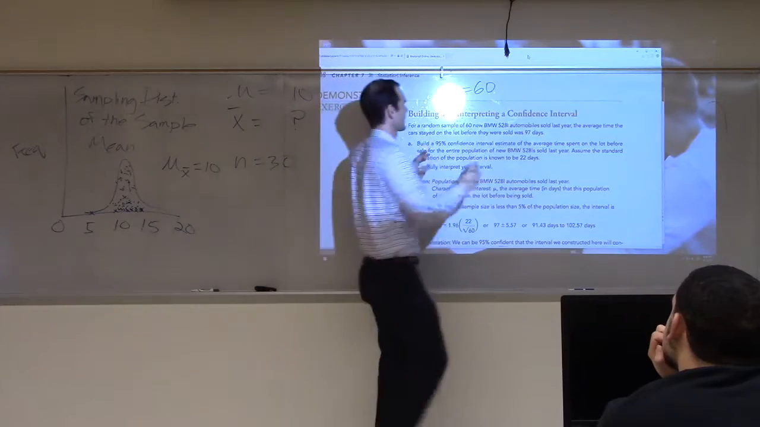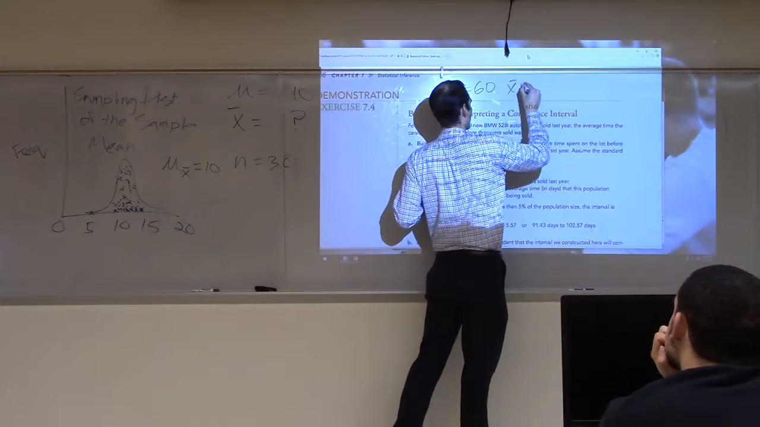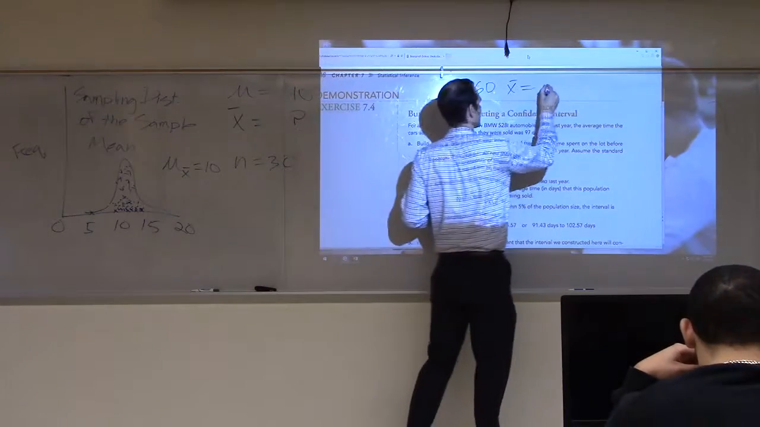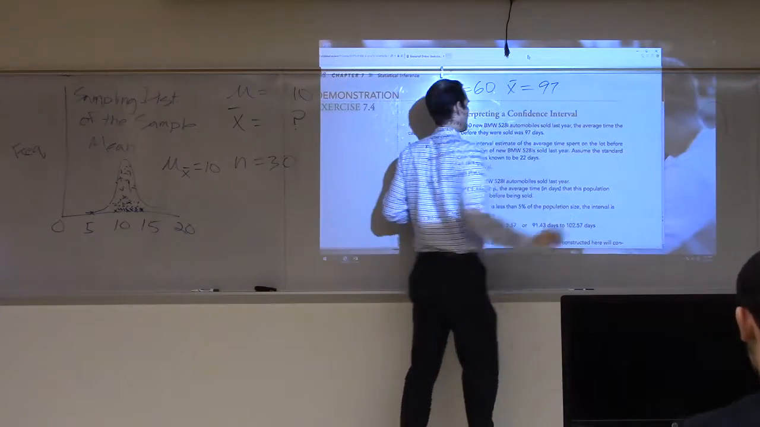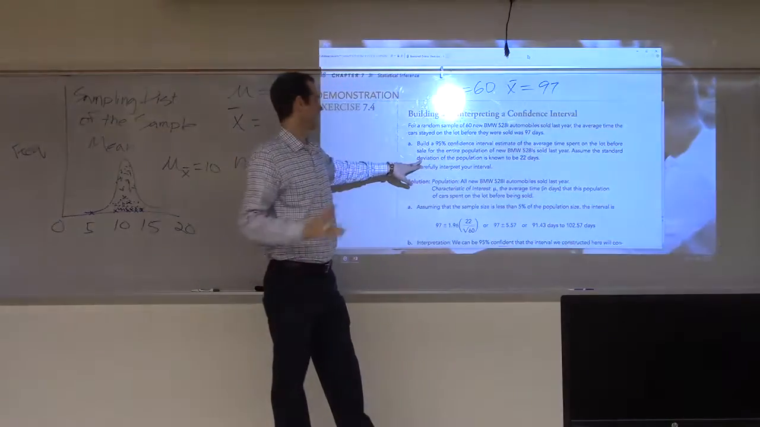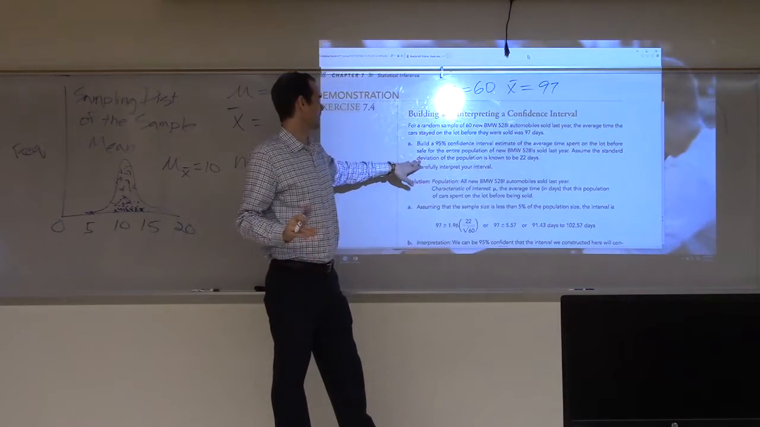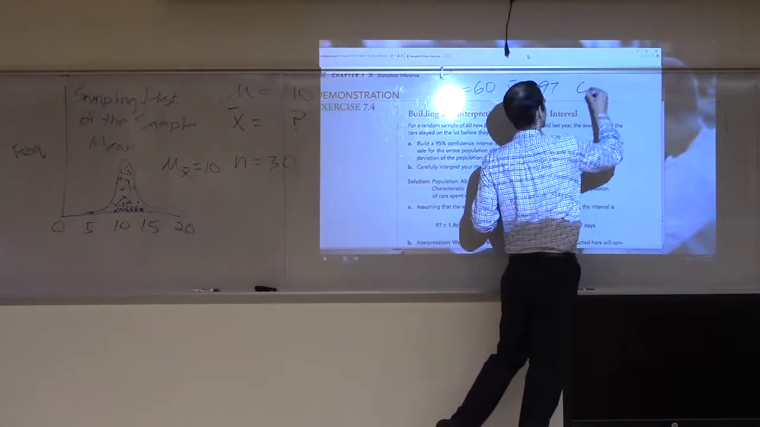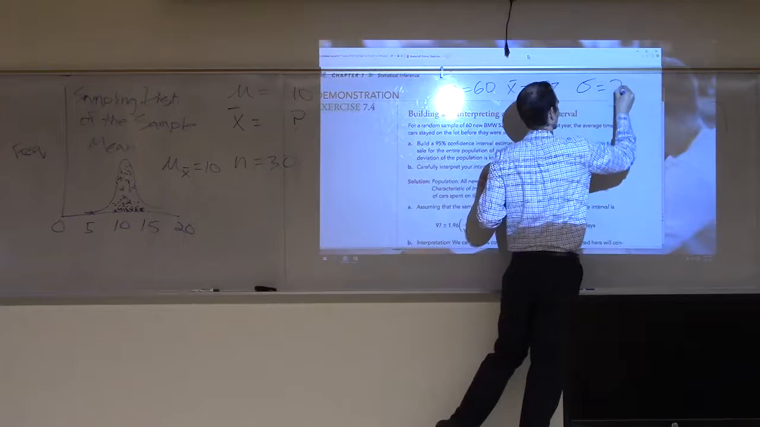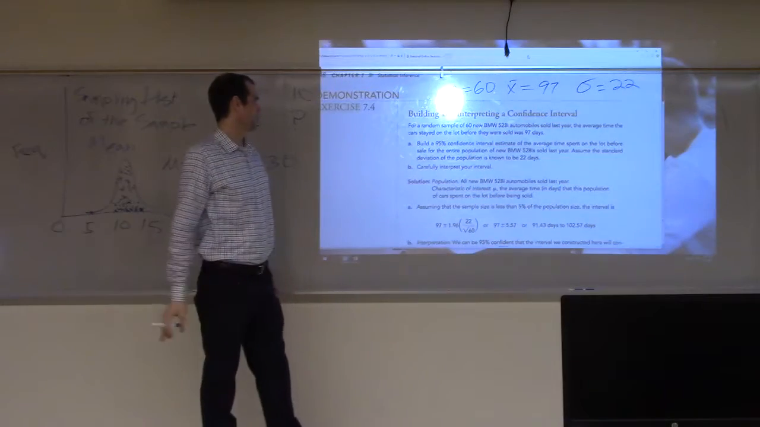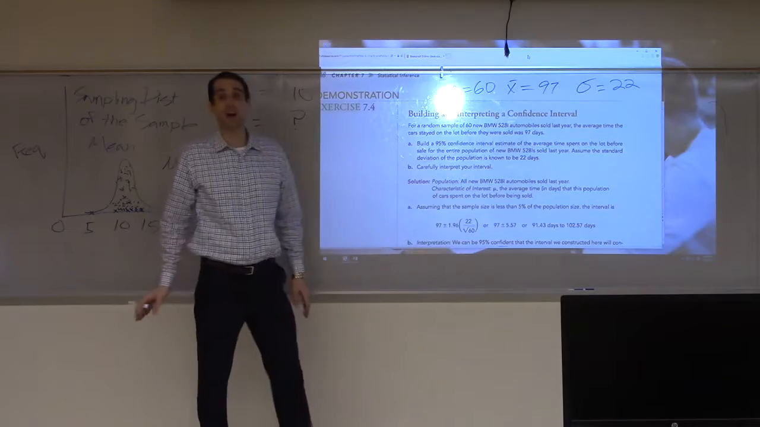Okay, what was our sample mean? 97. 97, excellent. Alright. And we know our population standard deviation of 22 days. So this is the population standard deviation, 22 days. Alright. We want a 95% confidence interval.